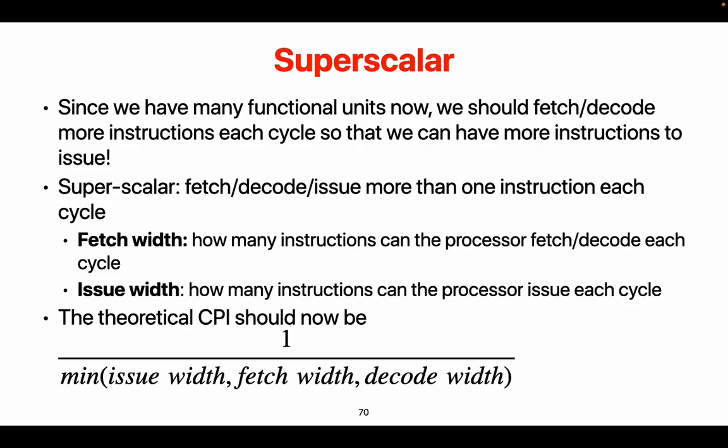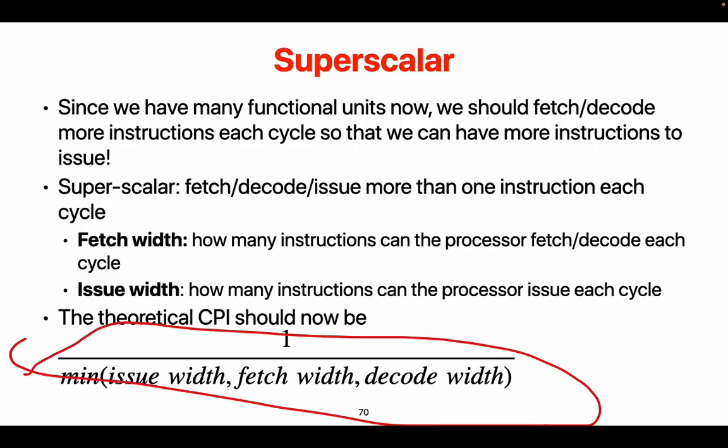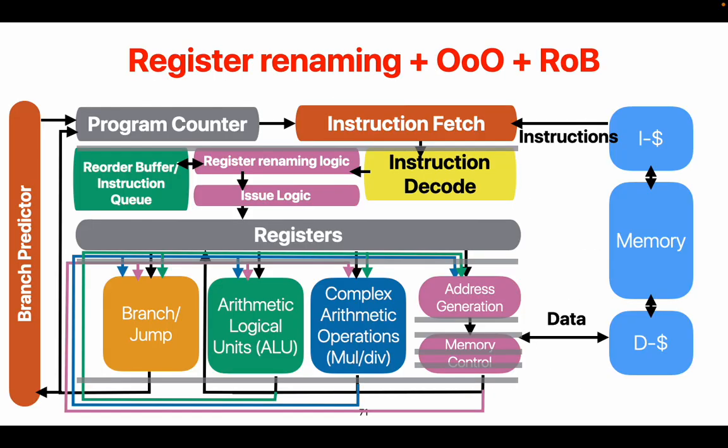In this way, you can imagine your ideal CPI would be 1 divided by the minimum of your issue width, fetch width, and decode width. So that's the concept of superscalar.